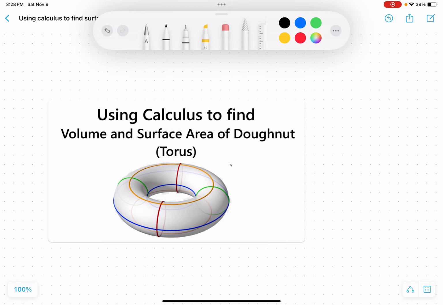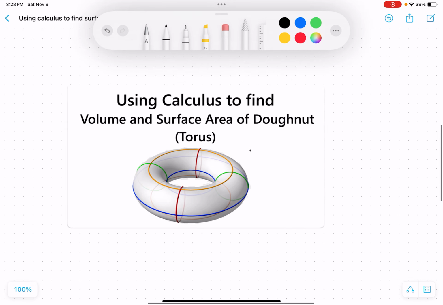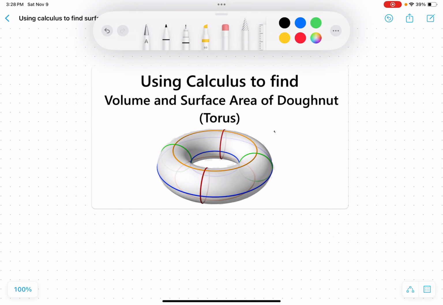Volume and surface area of a doughnut, also called a torus. So basically in this video we'll try to use integrals to find the surface area and volume of this given shape over here. And yeah, it will be a lot of fun. We will try to explain everything in a really easy way and hope that will help you guys.